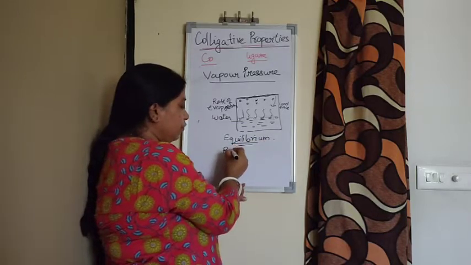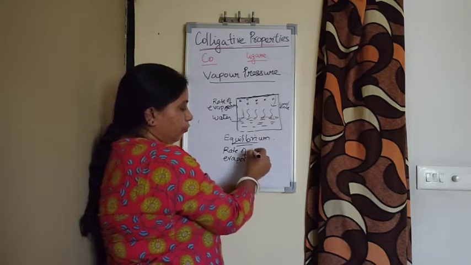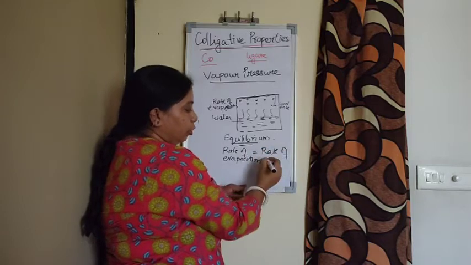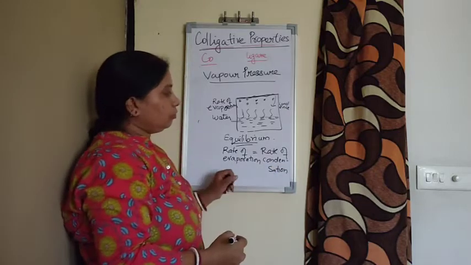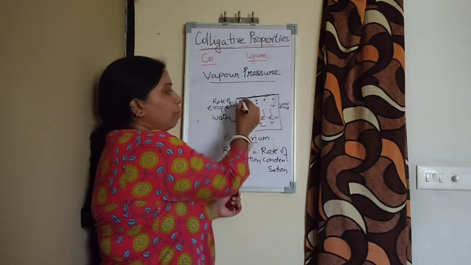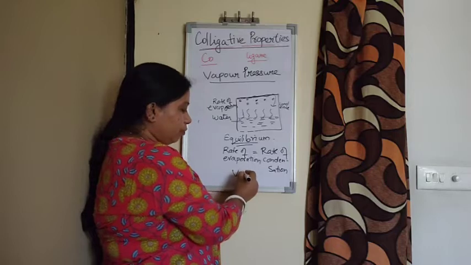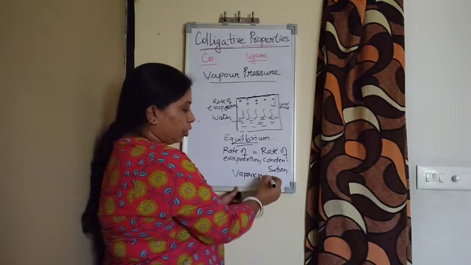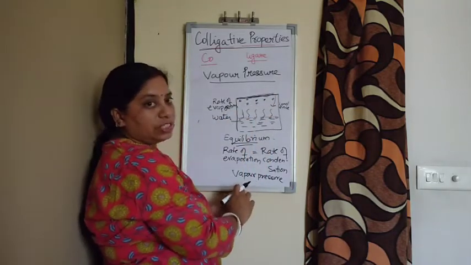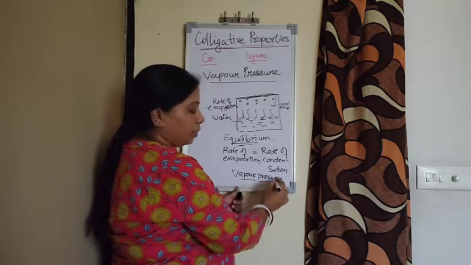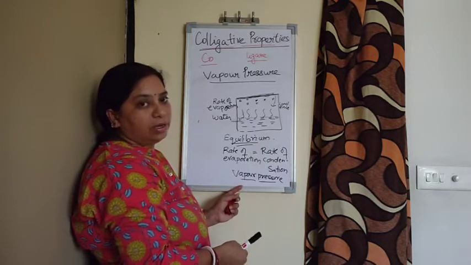Equilibrium will be established when the rate of evaporation becomes equal to the rate of condensation. At this time, the amount of vapors present above the surface of the liquid will form a pressure on the walls of this container. That pressure which is created is known as vapor pressure. The more volatile the substance is, the more vapor pressure will be created.